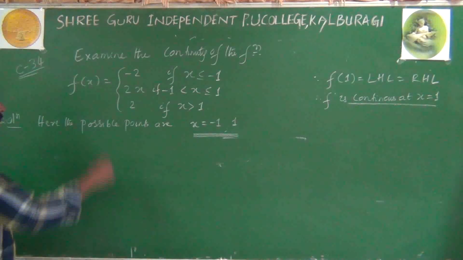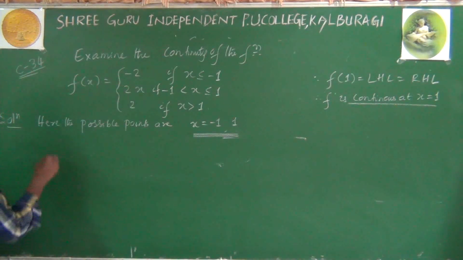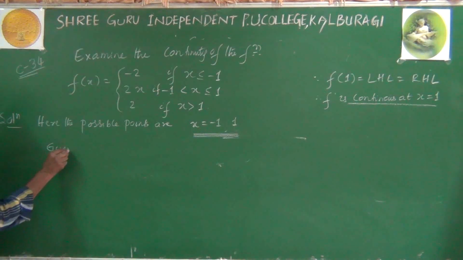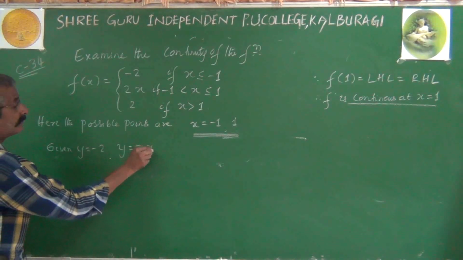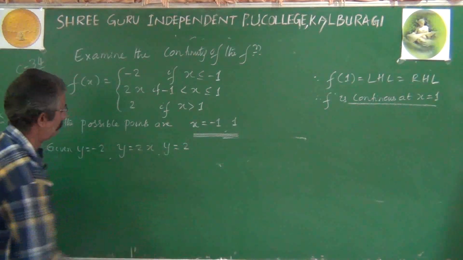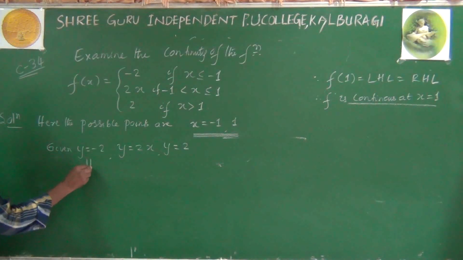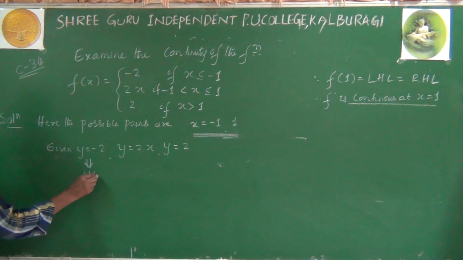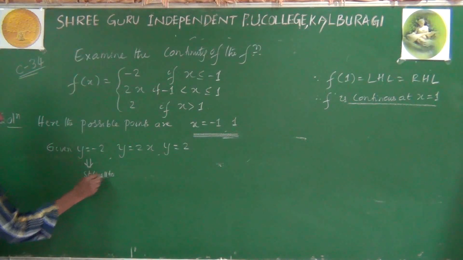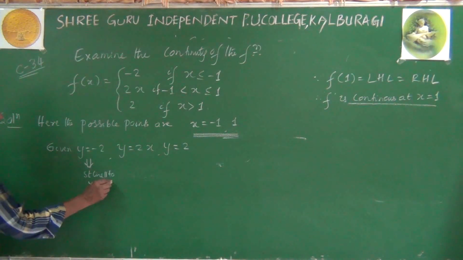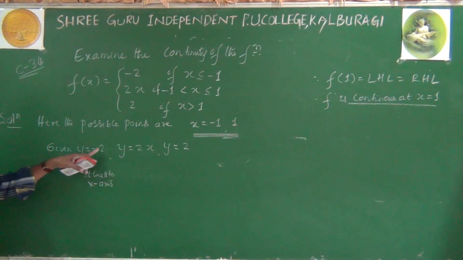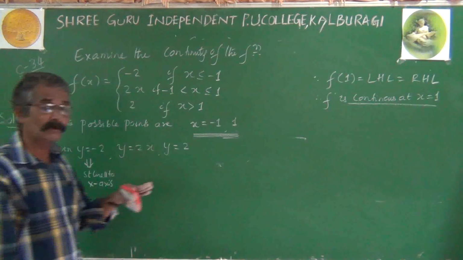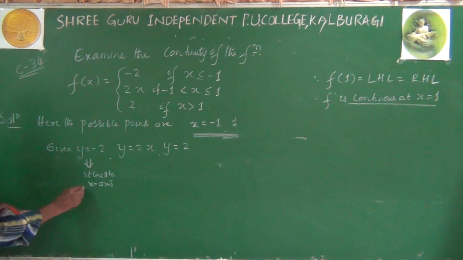Observe the function: y equal to minus 2, next y equal to 2x, next y equal to 2. What is y equal to minus 2? It is a straight line parallel to the x-axis. You may think whether it is above the x-axis or below the x-axis. Because y is negative, it is below the x-axis.